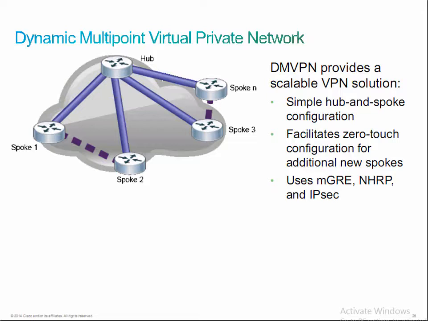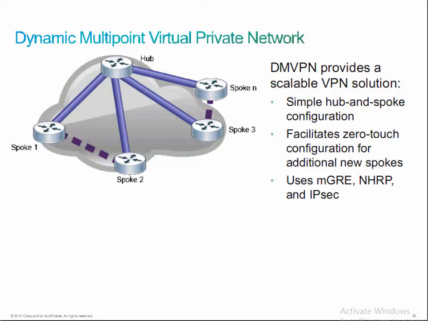RFC 2332, NHRP was actually used to allow this dynamic creation. Number one, the registration of the spokes to the hub, but number two, the ability to dynamically resolve spokes from other spokes, so that you can route traffic from spoke to spoke directly without having to go through the hub. And then on top of that, we throw in IPsec, which can either include encryption or authentication or both. Typically, it's going to include both. And then finally, we have our routing protocol: EIGRP, OSPF, RIP, BGP, on-demand routing if it's necessary, and so on.